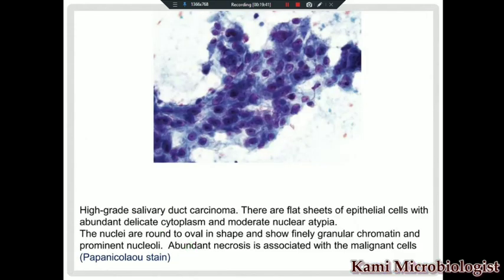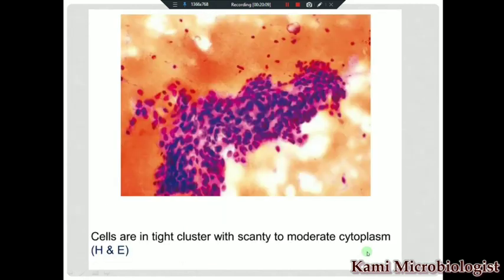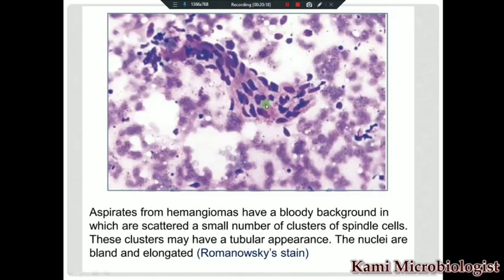Then we have another Pap stain, which is showing high grade salivary duct carcinoma, and there are flat sheets of epithelial cells with abundant delicate cytoplasm and moderate nuclear atypia. The nuclei are round to oval in shape and show finely granular chromatin and prominent nucleoli. Abundant necrosis is associated with the malignant cells. Then we have another cell, that is a tight cluster with scanty to moderate cytoplasm. So this is H stain.